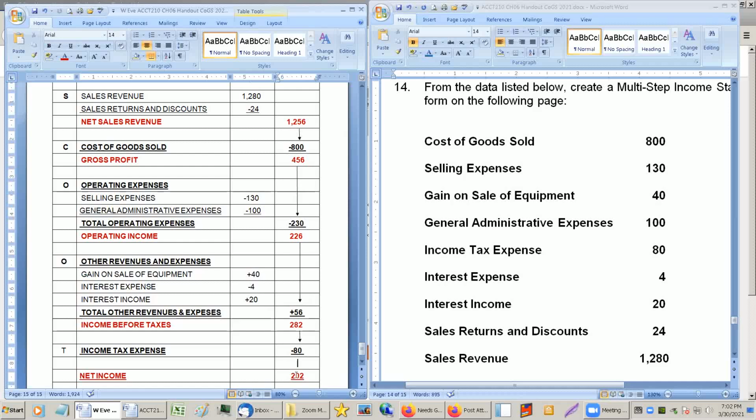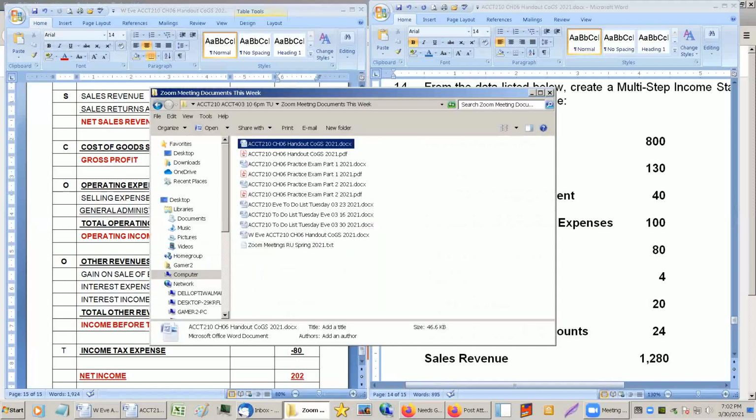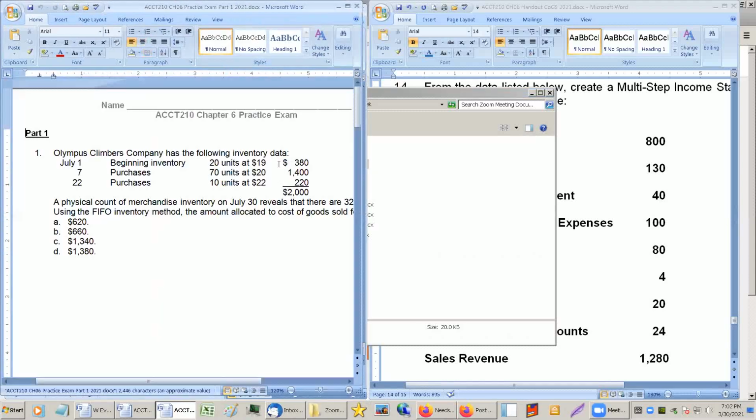Any questions on this? Okay, I think we'll go ahead and take a break then. But before we do that, we'll pull up practice exam part 1.